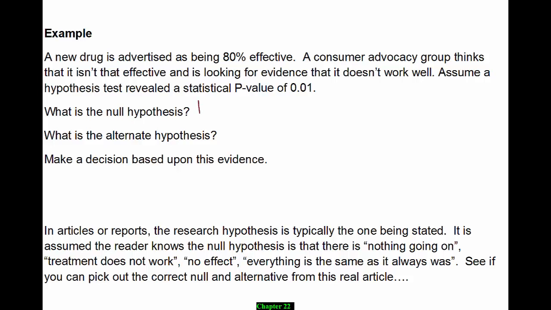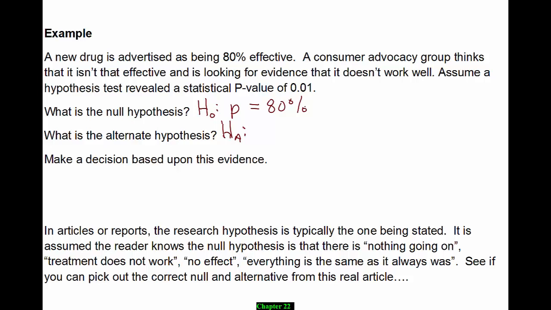So remember, the notation for the null hypothesis is H0, and the notation for the alternative hypothesis is HA. So now we need to figure out what the null and the alternative hypothesis are. The null hypothesis, remember, is the claim that we have no choice but to believe until we find evidence otherwise. That is the advertised claim, that the drug is 80% effective. So that would be P, the percent effectiveness, equals 80%. Remember, the null hypothesis always gets the equal sign.